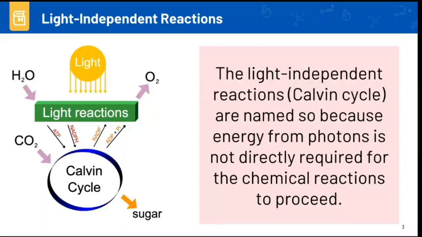From the name itself, light independent. Hindi niya kinakailangan ng light para makapag-proceed yung reaction. Okay? So yung photons is not directly required para mag-proceed yung chemical reaction natin. Instead, ginagamit natin yung na-produce natin kanina sa light-dependent reaction na ATP at saka NADPH. Yung NADPH, yun yung gagamitin natin, while your ATP, yan yung mag-provide ng energy para makapag-take place yung Calvin cycle ninyo. So, they run on the ATP and NADPH molecules generated from your light-dependent reaction.